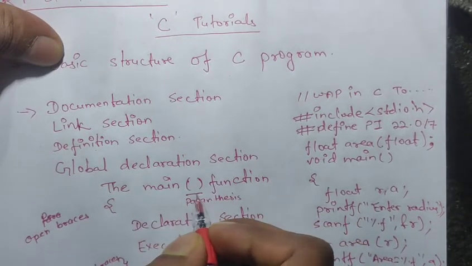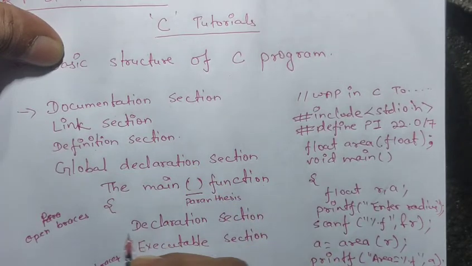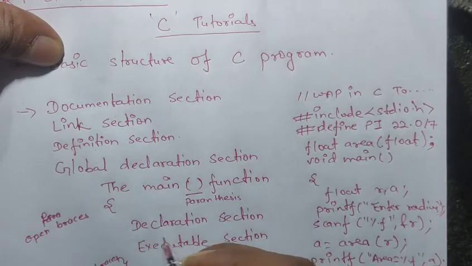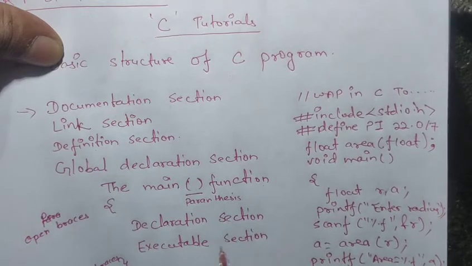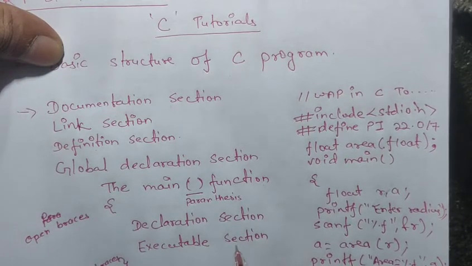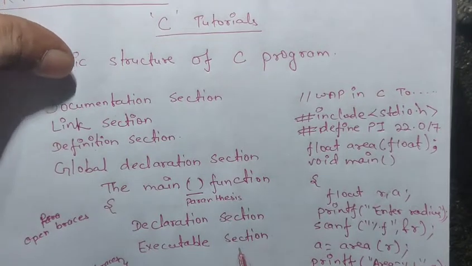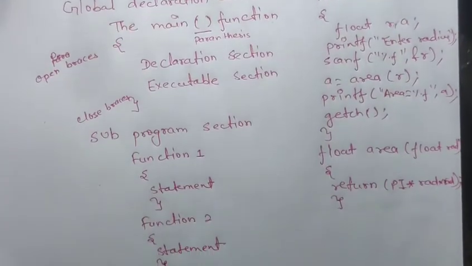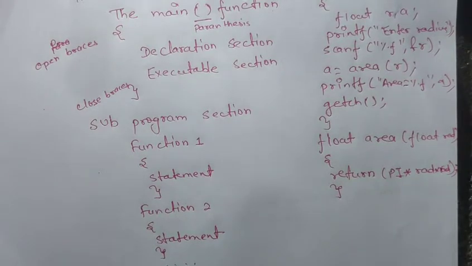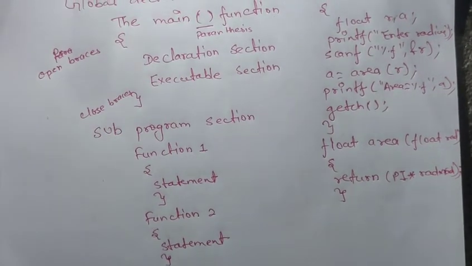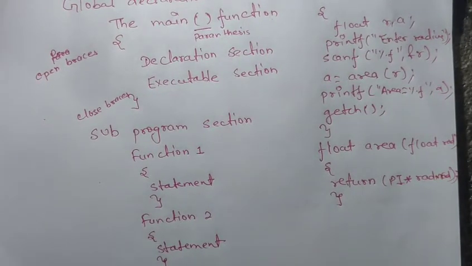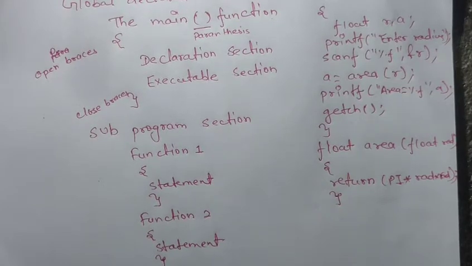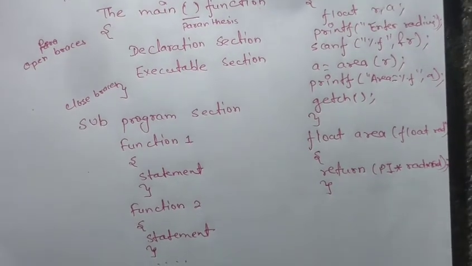The main function tells that the program is going to start. Inside the main program there will be two parts, called the declaration section, where we declare the variables, and the executable section, where the executable statements are written. After that we have one more thing, subprograms. The main program is written in every program, but if we need subprograms, they are called functions in a C program. There may be one function or more than one function, up to n functions.